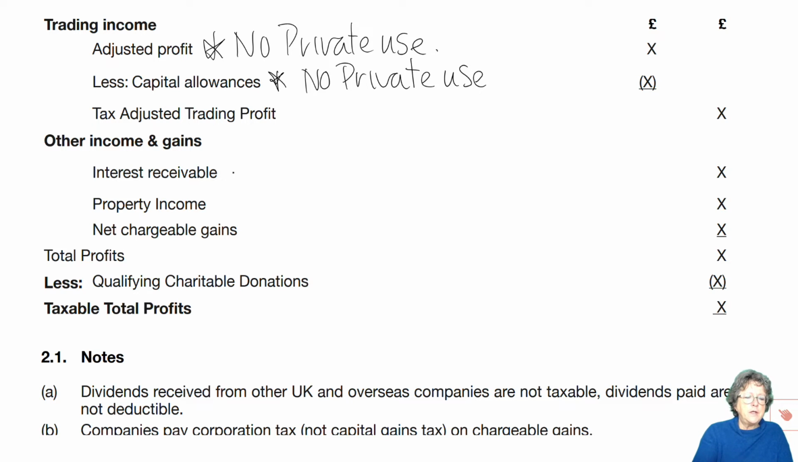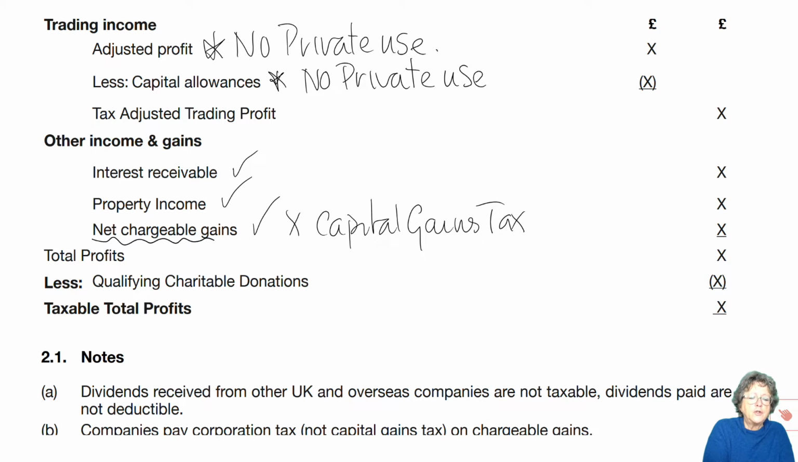So we have some interest receivable, other income, property income, gains. Now companies do not pay capital gains tax. They pay corporation tax on their net chargeable gains, which gives us, if you add all that together, total profits. QCDs are qualifying charitable donations. These are donations that have been made under the gift aid scheme. They are adjusted in the adjusted profits calculation, and then you get relief for them here against your total profits.